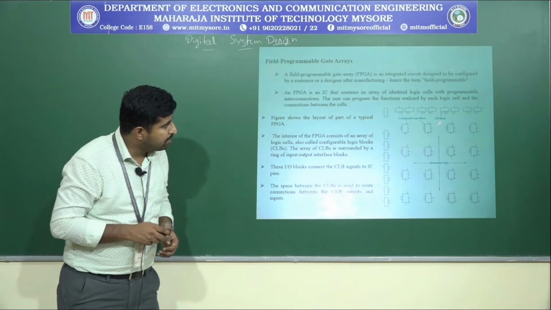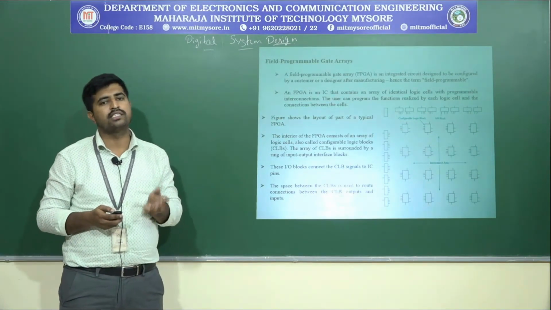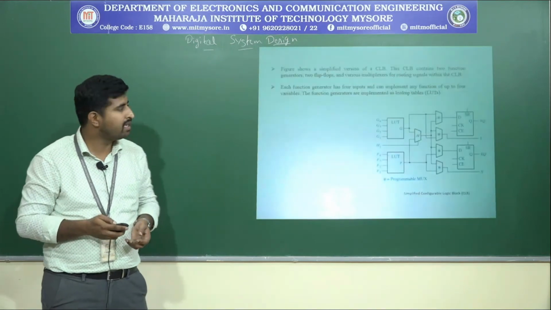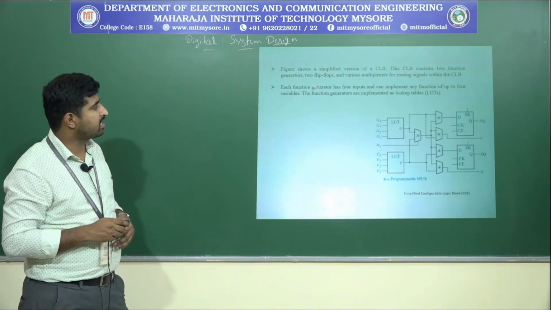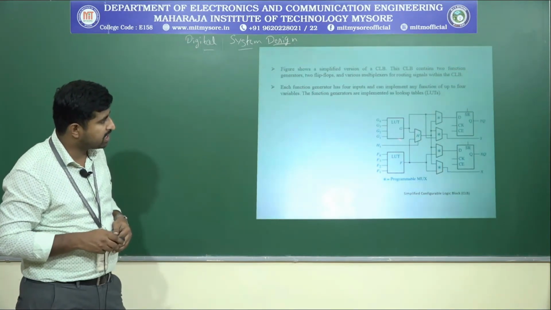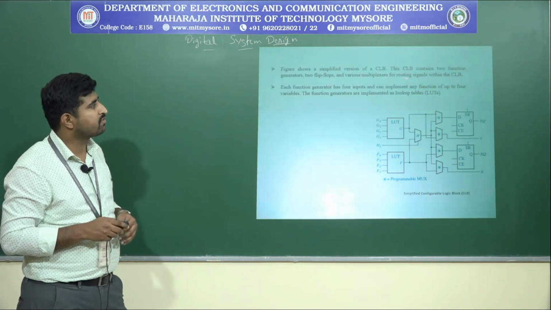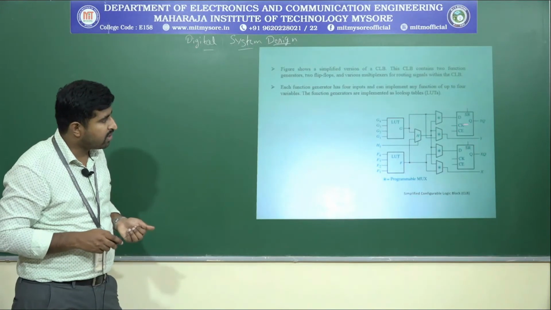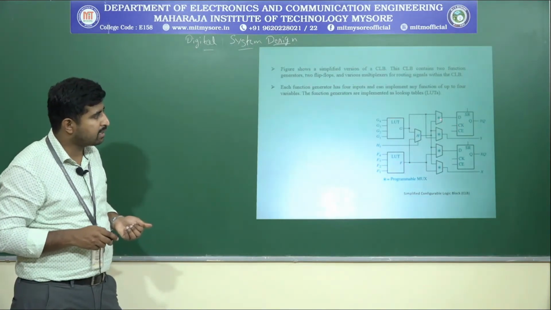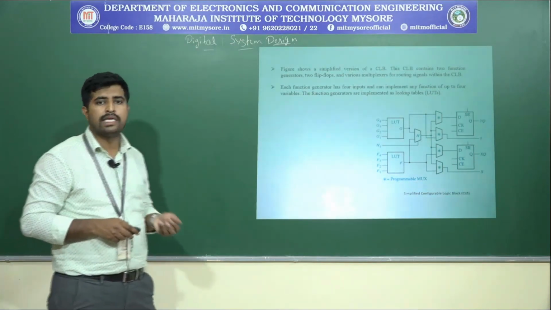Okay, the CLB, the configurable logic block, consists of logic circuits. The typical diagram of it is given here. So this CLB contains two function generators, these are the two function generators, and two flip-flops and various multiplexers for routing the signals within the CLB. These are the two flip-flops, SR flip-flops, and these are the multiplexers. These multiplexers are programmable multiplexers.